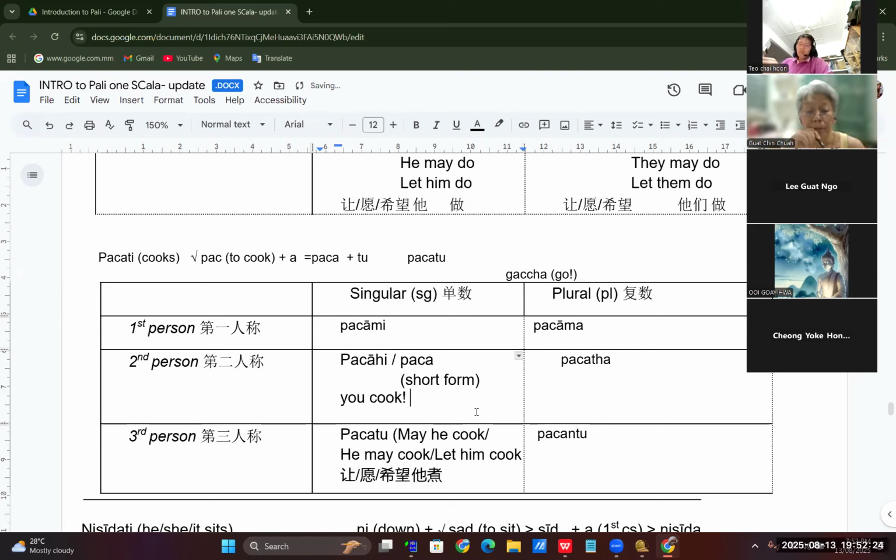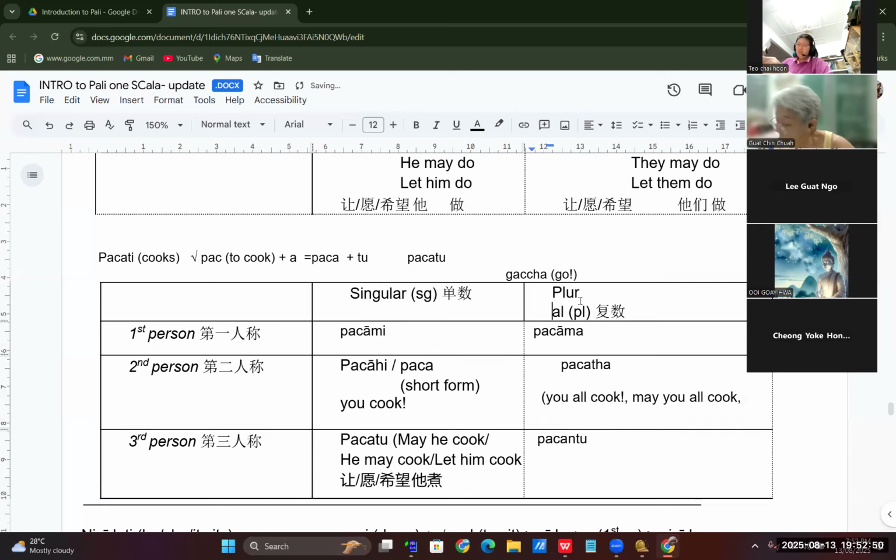Pachata means you all cook. Even though we use the words you all, actually we can say you cook if we are talking about two or three people, but to differentiate you or you all, that's why we put it differently. You all cook, or may you all cook, or you may cook, or let you cook, and so on.